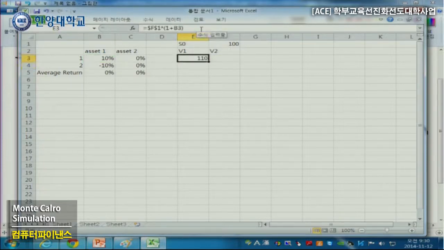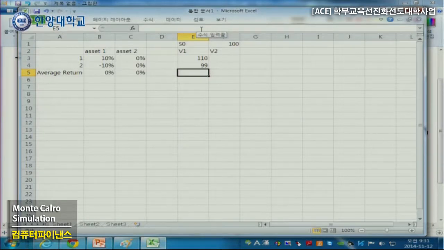It is the gross value of my asset. And then year 2, now we lose 10%. So this one multiplied by 1 plus this one. Right? So it is 99. So actually we are losing money. The average return is 0%, but actually we are losing money.